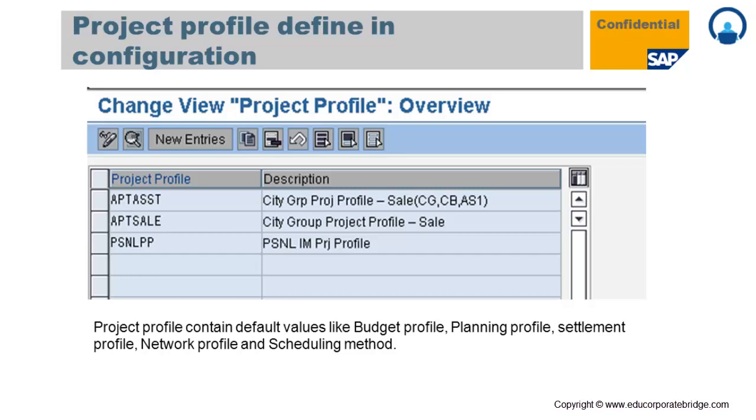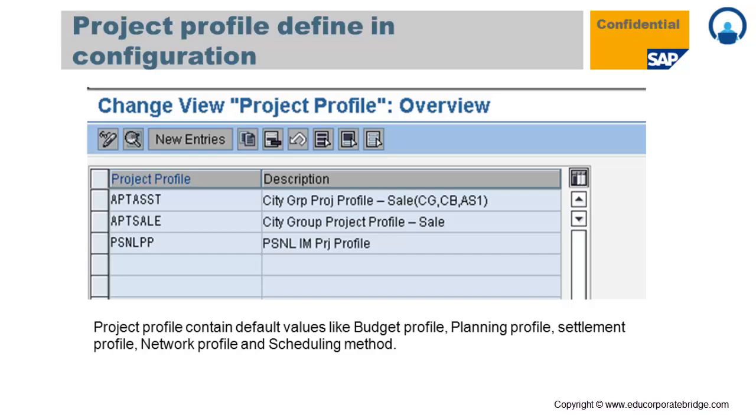The network profile contains how the activity should be created, whether it is internal, external, service or general cost, and what kind of scheduling you require, whether forward scheduling, backward scheduling or free scheduling. All these methods are contained and set as defaults in that particular project profile. So whenever you go for the creation of a new project, the system will first ask you to select the appropriate project profile, and once you select it, the system will copy all the default values from that project profile to the new operative project.